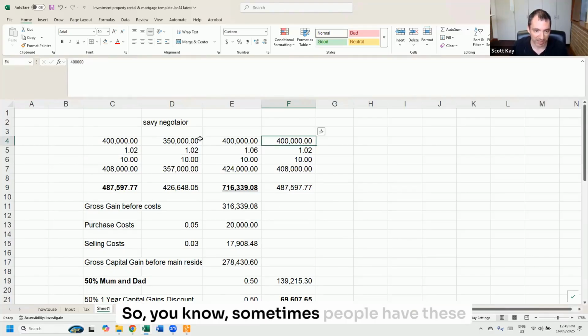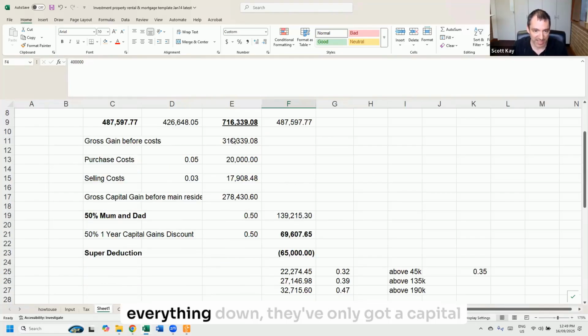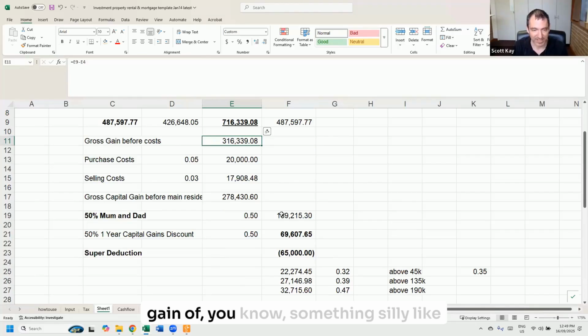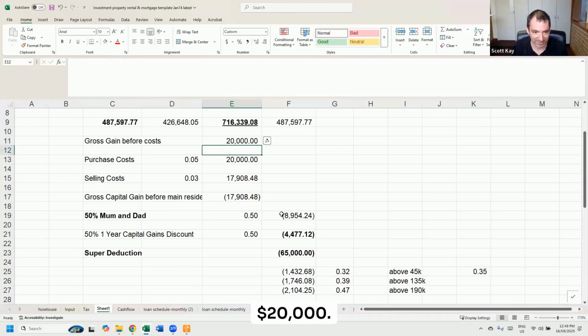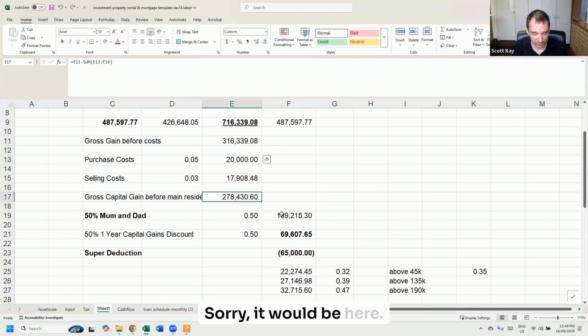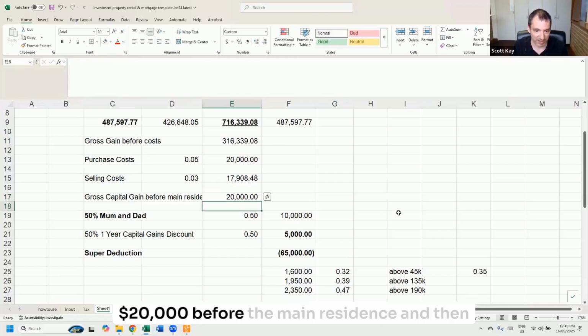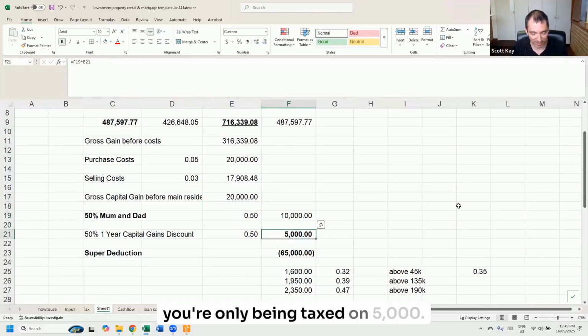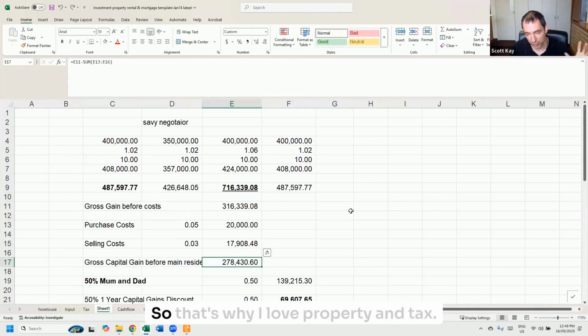So sometimes people have these sort of figures, but when you reduce everything down, they've only got a capital gain of something silly like $20,000. Sorry, it would be here, $20,000 before the main residence exemption, and then you're only being taxed on $5,000. So that's why I love property and tax.